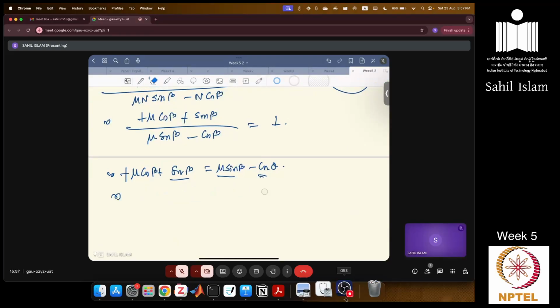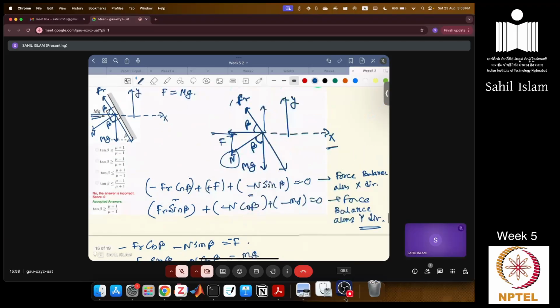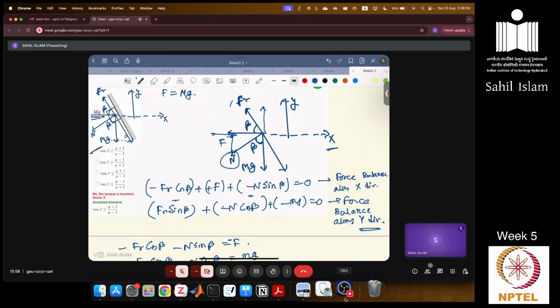So then it becomes mu plus 1 cos beta equals mu minus 1 sin beta. So tan beta becomes mu plus 1 by mu minus 1. So this is the correct answer.